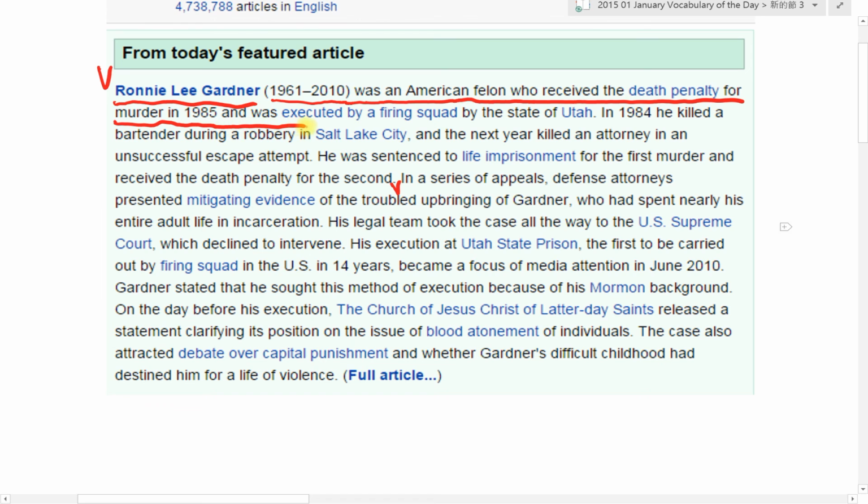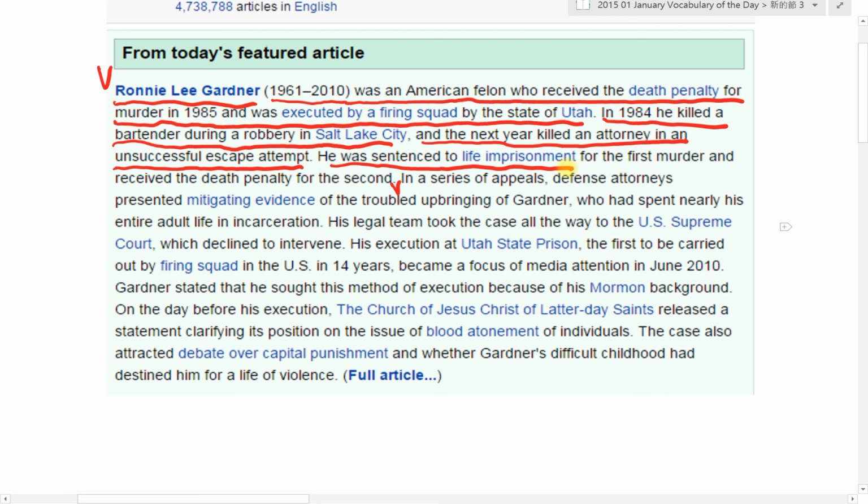1985 and was executed by a firing squad by the state of Utah. In 1984, he killed a bartender during a robbery in Salt Lake City, and the next year killed an attorney in an unsuccessful escape attempt. He was sentenced to life imprisonment for the first murder and received the death penalty for the second.